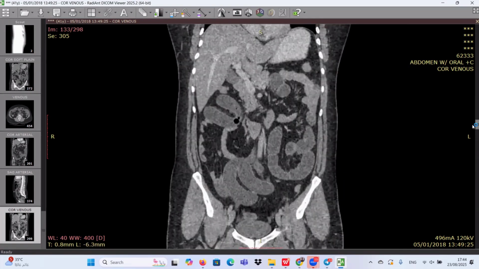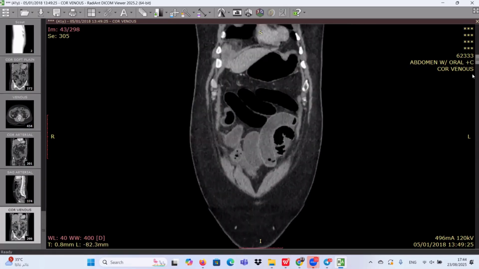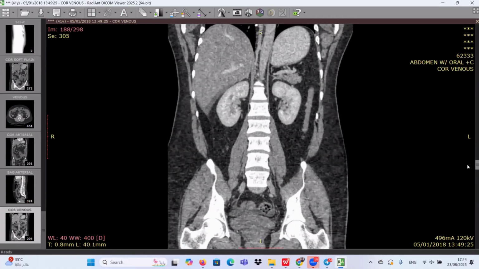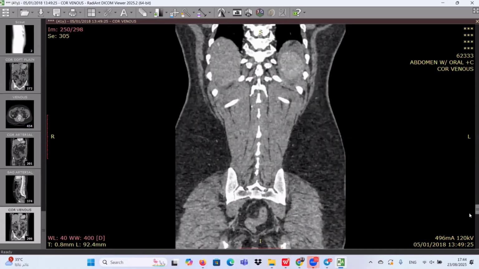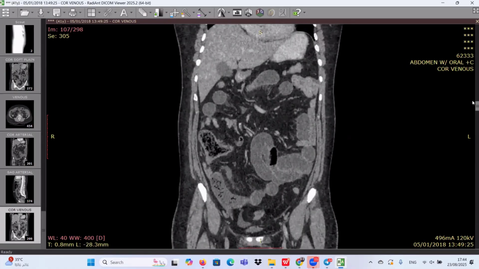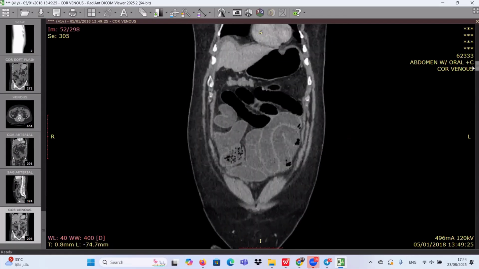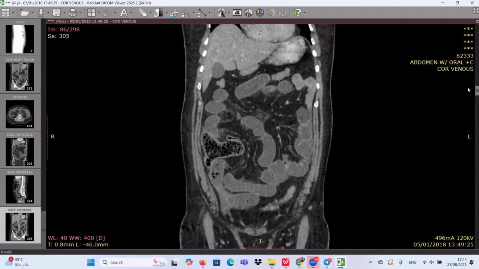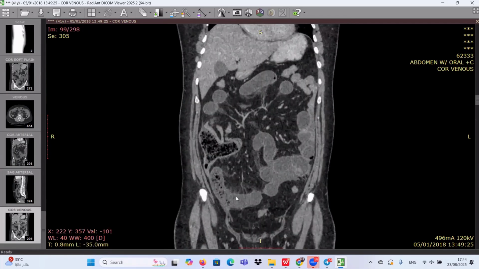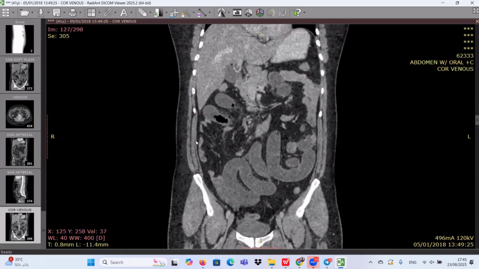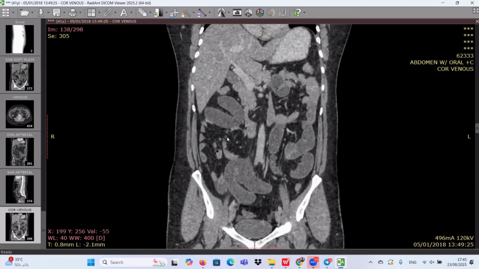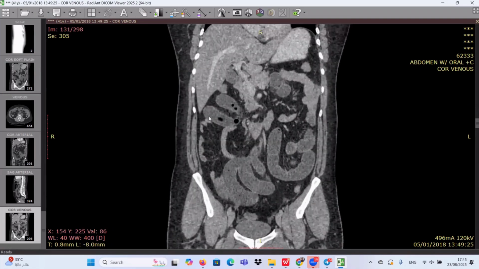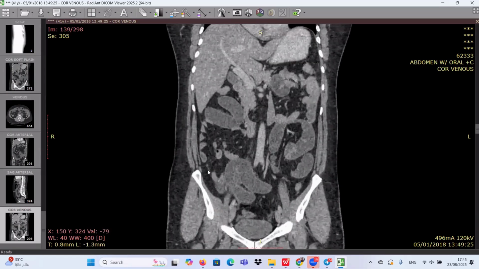In the coronal images, I can again appreciate the dilated small bowel loops. The transition point appears to be there; there is dilatation till the ileocecal junction. Okay. What about these small bowel loops we have here? What is this one? There appears to be some swelling of mesentery here. Okay, but here we have collapsed small bowel loops at the iliac loops.